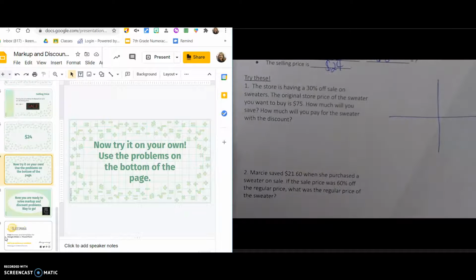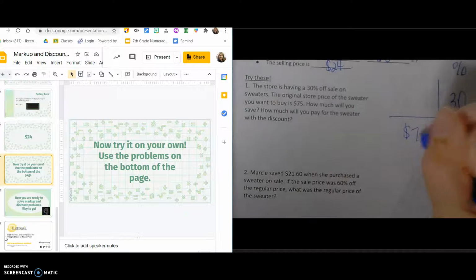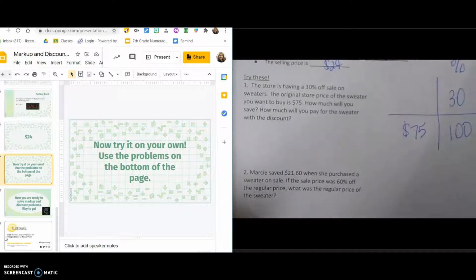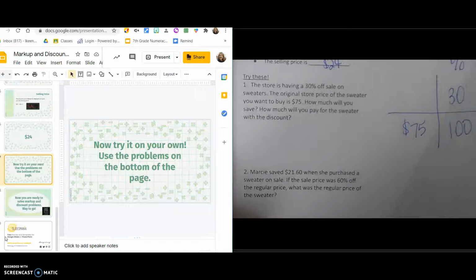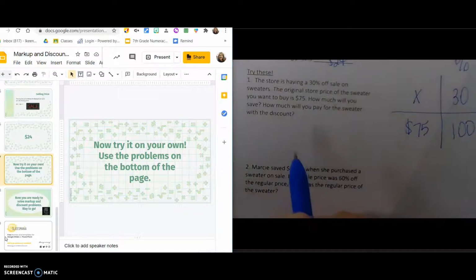Okay, so we know that percents are on the right-hand side. Percents are out of 100. There is a 30% off sale that is happening. And the original price of that sweater is $75. Okay? We want to know how much you're going to save. Okay, so you want to know what the discount is. And how much will you pay for the sweater with the discount. Okay, so we're solving for X.